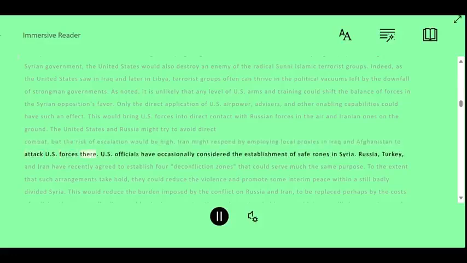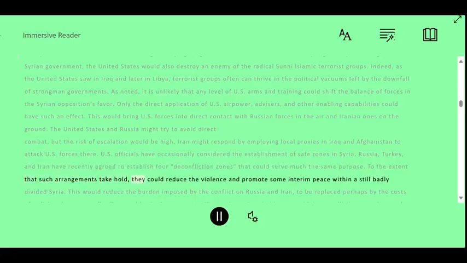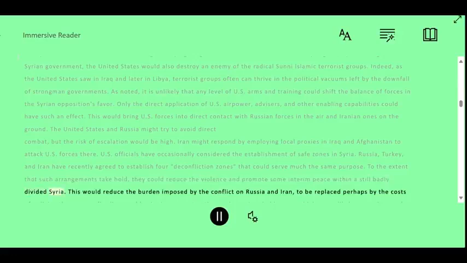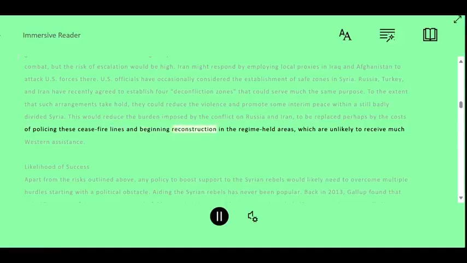U.S. officials have occasionally considered the establishment of safe zones in Syria. Russia, Turkey, and Iran have recently agreed to establish deconfliction zones that could serve much the same purpose. To the extent that such arrangements take hold, they could reduce the violence and promote some interim peace within a still badly divided Syria. This would reduce the burden imposed by the conflict on Russia and Iran, to be replaced perhaps by the costs of policing these ceasefire lines and beginning reconstruction in the regime-held areas, which are unlikely to receive much Western assistance.